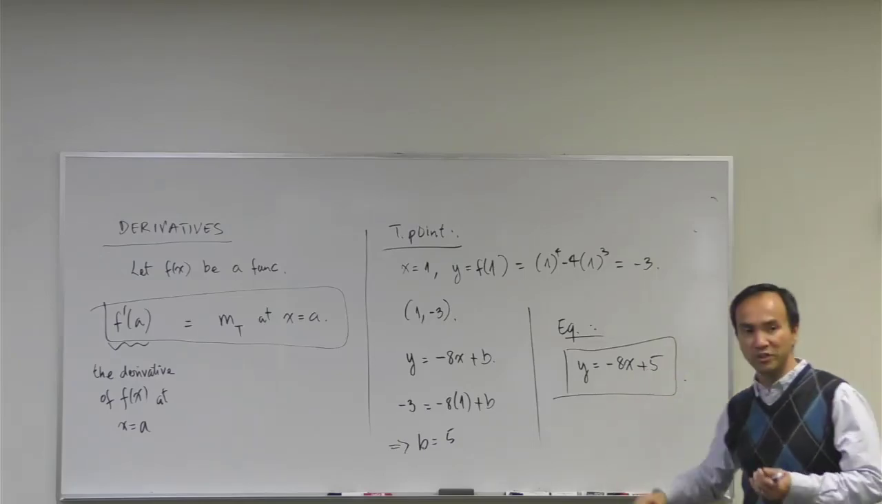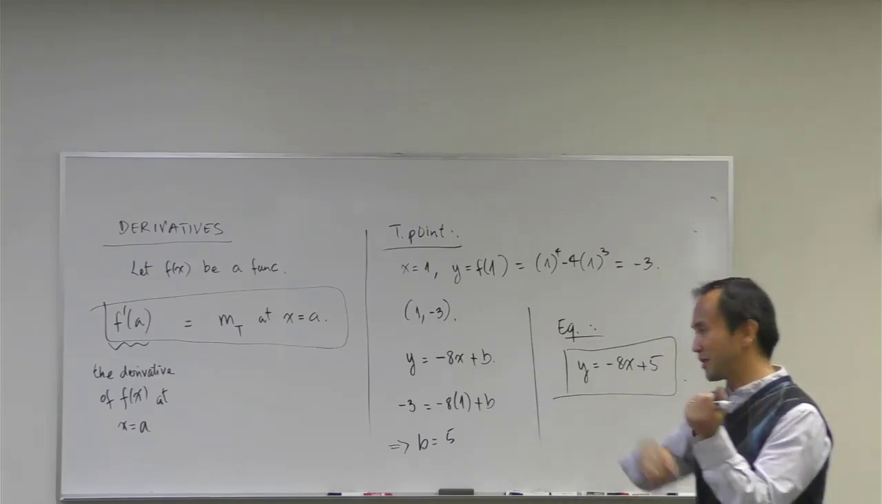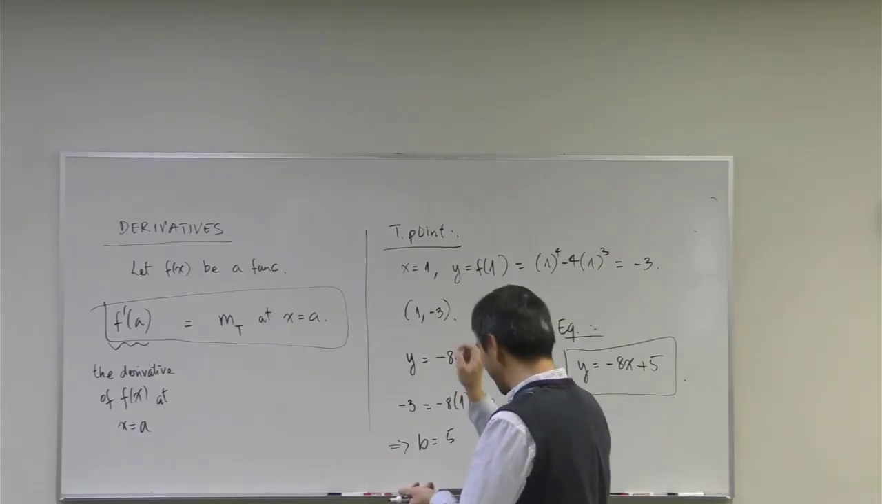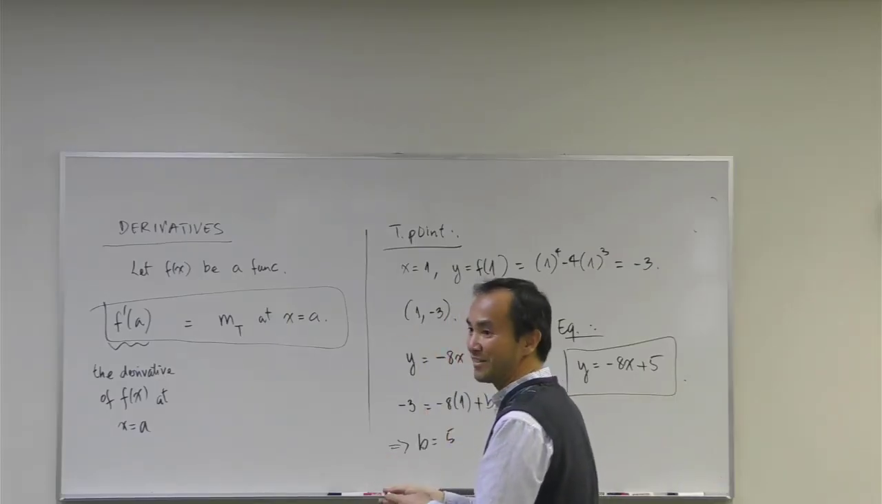If you want to put this line on the graph, it's going to be tangent to the function x to the fourth minus 4x cubed, but only at x equals 1. Right?